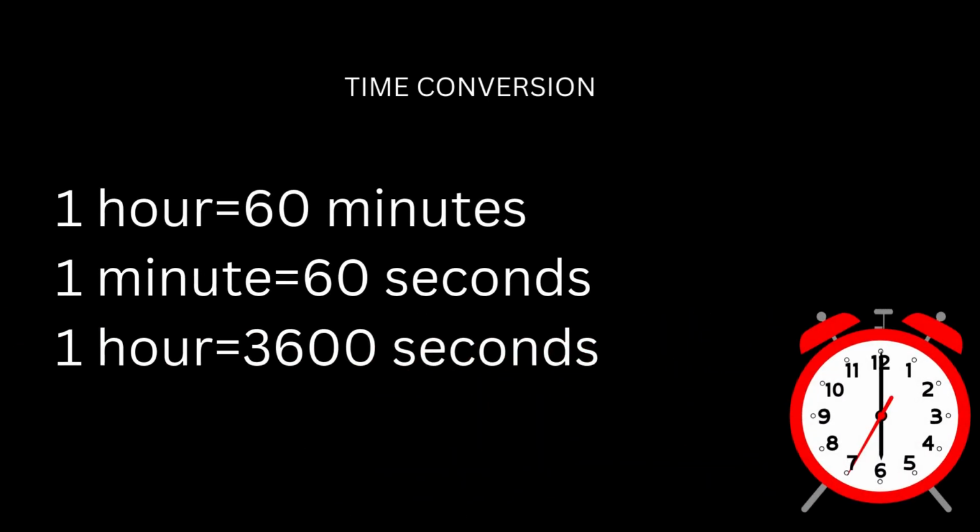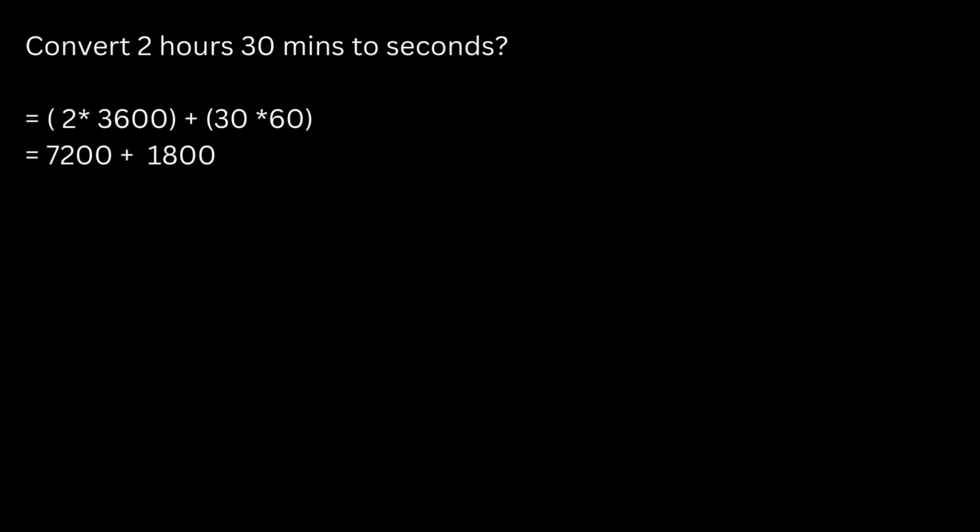Let's check for time conversions. 1 hour is equal to 60 minutes. 1 minute is equal to 60 seconds. 1 hour is equal to 3600 seconds. Let's convert 2 hours 30 minutes into seconds. So 2 into 3600 plus 30 into 60. 2 into 3600 is equal to 7200, plus 30 into 60 we got 1800. So our final output is 9000 seconds.